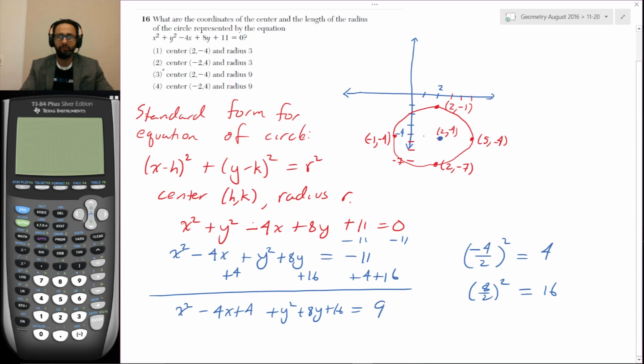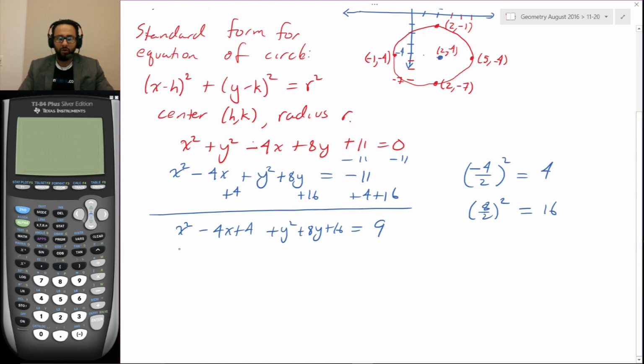So that'll eliminate choices 3 and 4 already. It is going to be 3 because the square root of 9 is 3. Now negative 4 over 2 is negative 2, so this is x minus 2 squared. The reason we added these numbers is so that we could write this as a perfect square. Plus, now 8 over 2 is 4, so y plus 4 squared equals 3 squared, since 9 is 3 squared.